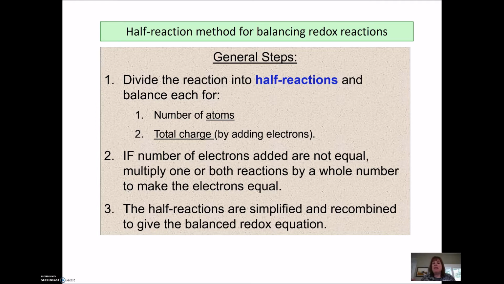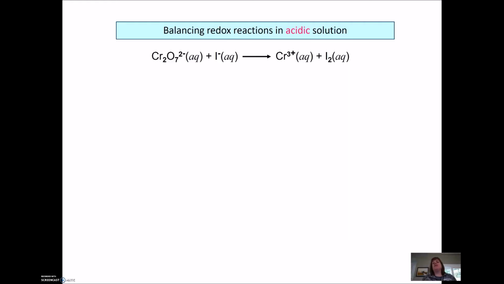Then, if the number of electrons that we've added to balance our half reaction charge are not the same, so if one has a different number of electrons than the other, then we're going to have to multiply one or both of those half reactions by a whole number so that the number of electrons in both half reactions are the same. Then we're going to simplify them and put them back together. So let's start this very long journey together. So here is a first example.